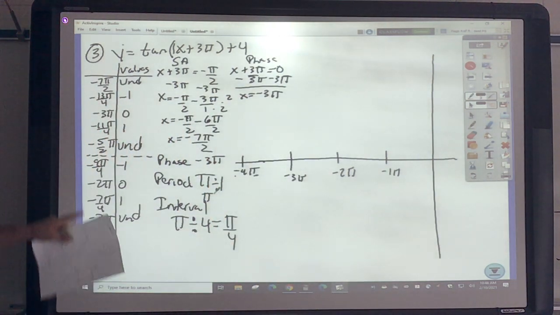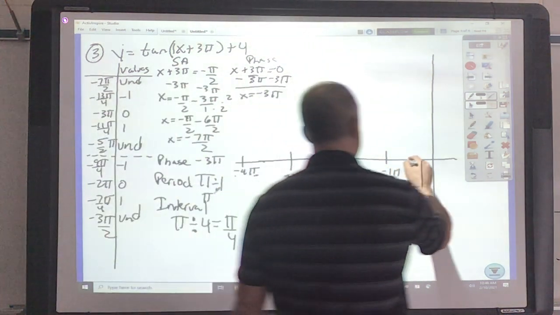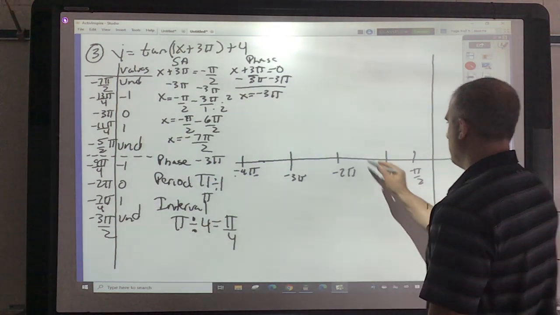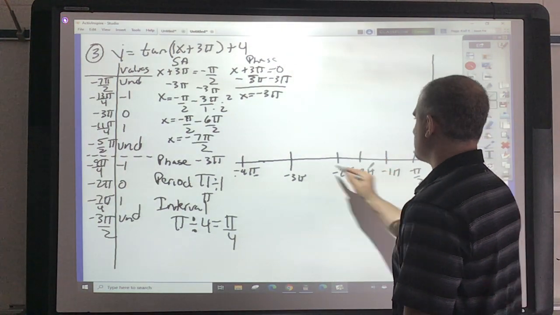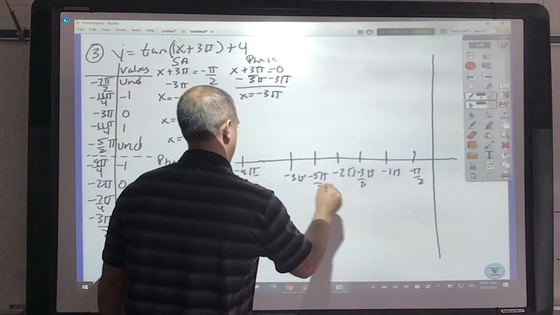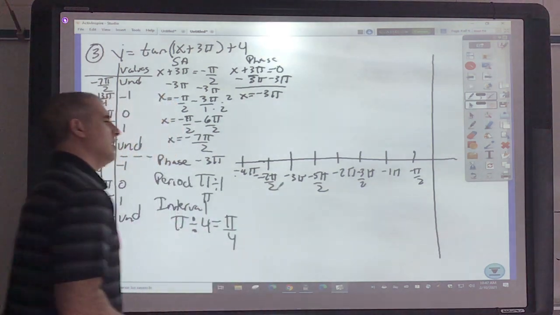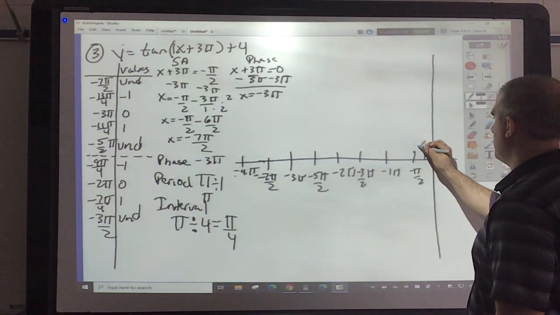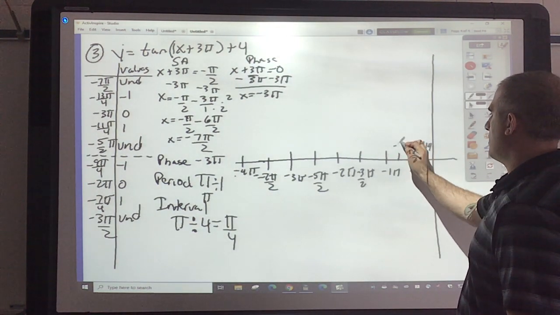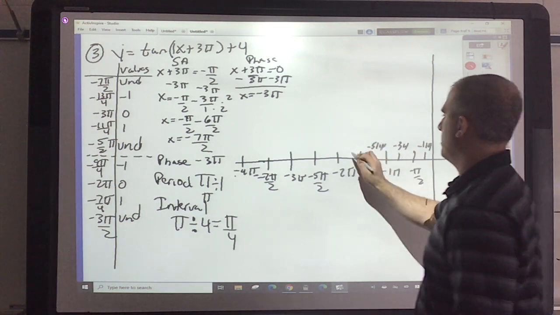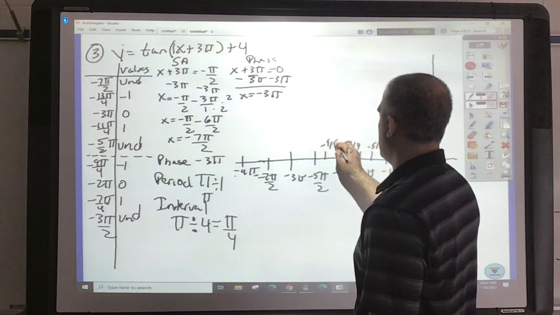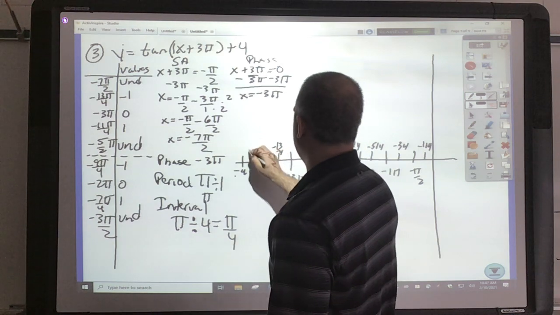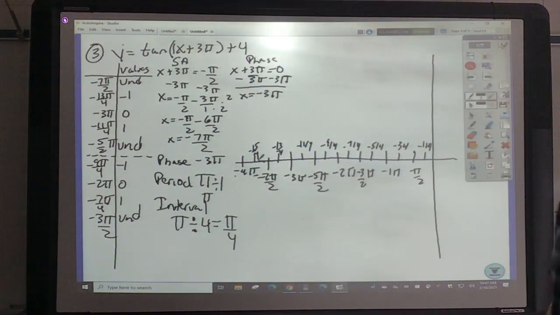All right, so I got halves and quarters. Let's cut this in half. -pi over 2, that's not a very good half there. -3/2, -5, -7. Now I'm going to cut quarters. So this would be -1/4, -3/4, -5, -7, -9, -11, -13, -15.